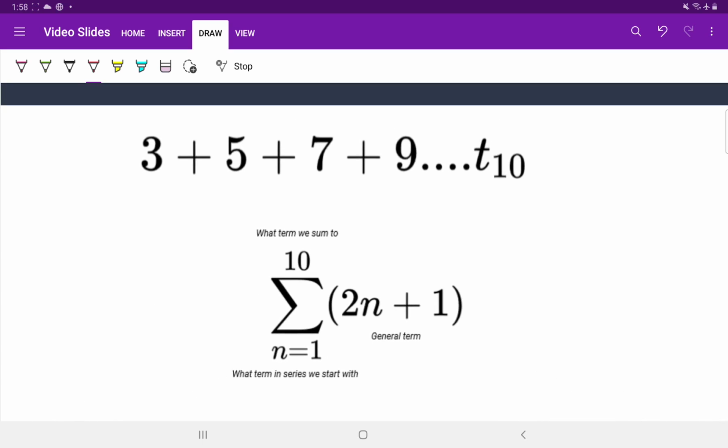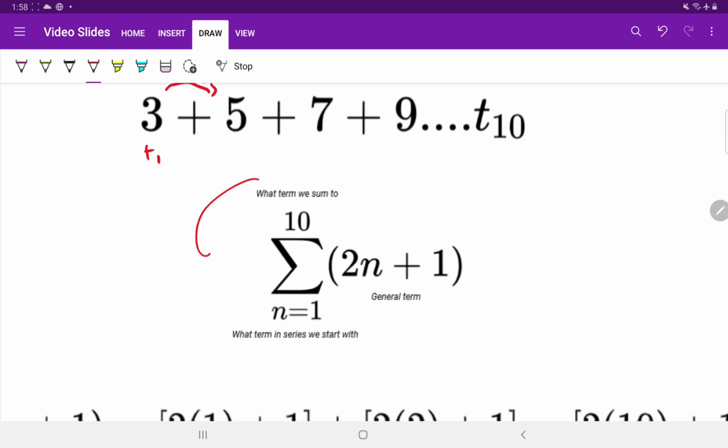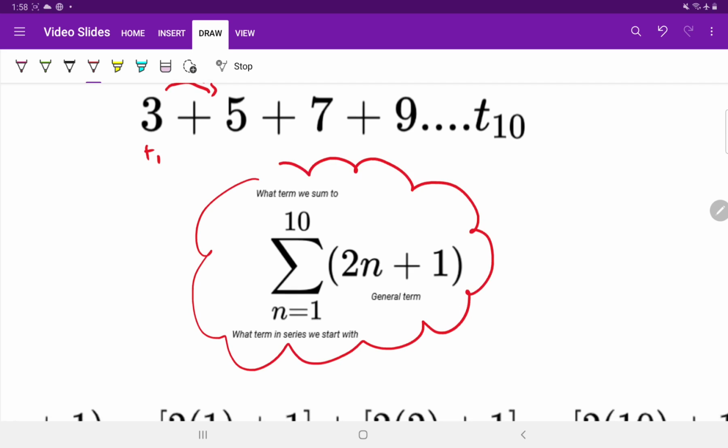So for instance, let's say I have an arithmetic series that goes 3 plus 5 plus 7 plus 9, all the way to term 10, where this is term 1, and hopefully you can see your common difference is 2. There's a way to express this using sigma notation or summation notation.